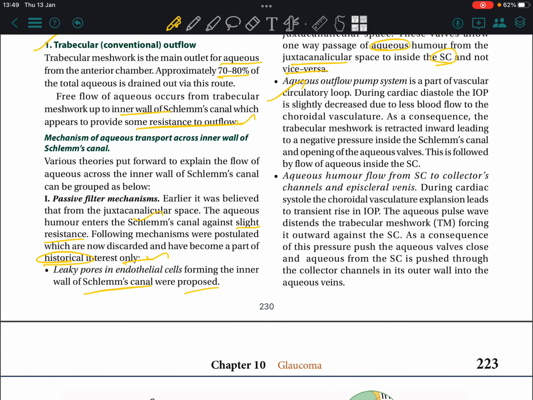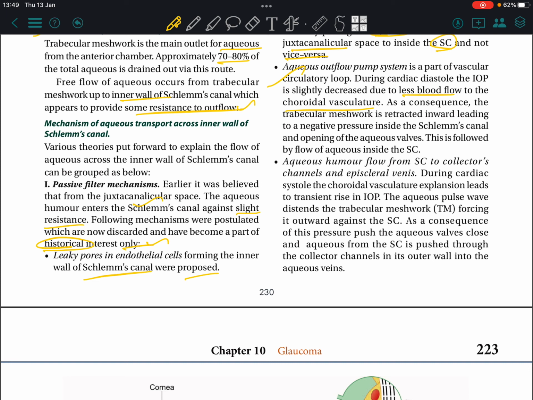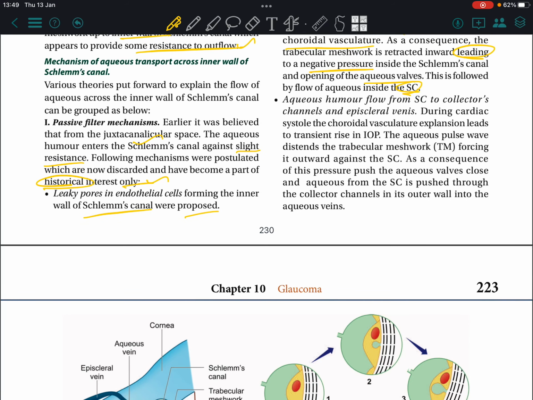During cardiac diastole, the IOP is slightly decreased due to less blood flow to the choroidal vasculature. As a consequence, the trabecular meshwork is retracted inward, leading to negative pressure inside Schlemm's canal and opening of the aqueous valve. This is followed by flow of aqueous inside Schlemm's canal. Aqueous humor flows from Schlemm's canal to collector channels and episcleral veins.